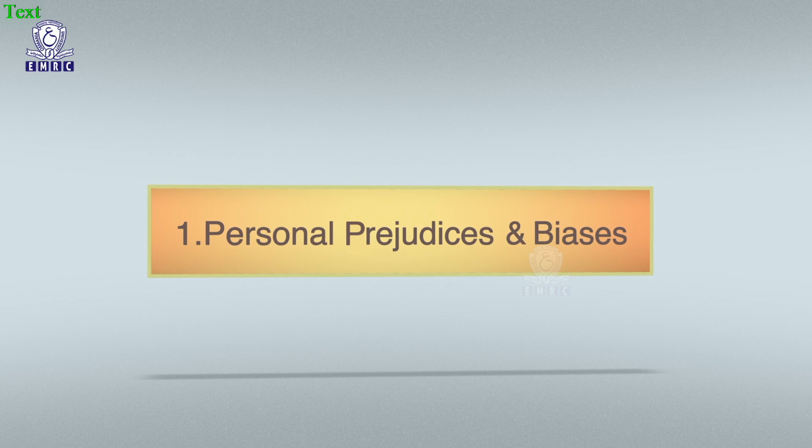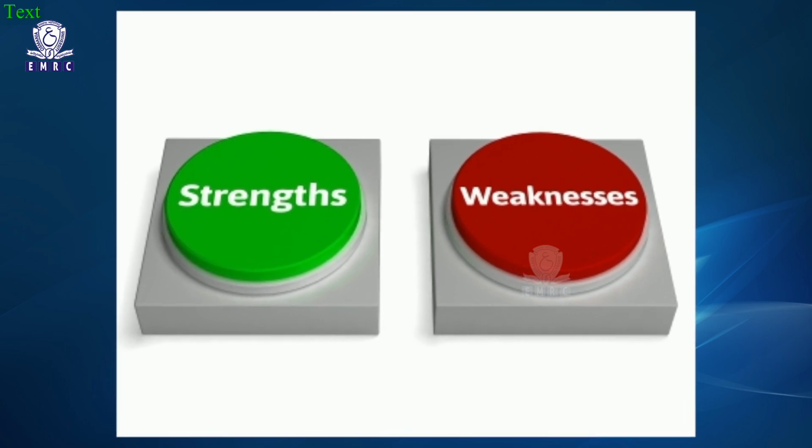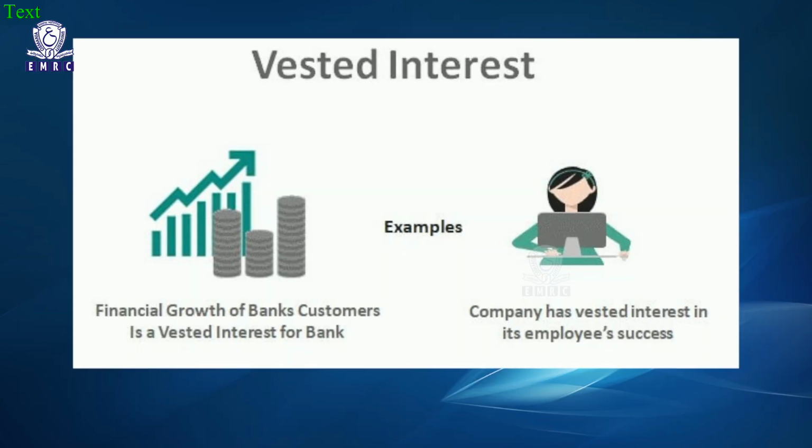1. Personal prejudices and biases. These emanate from habits of thought, temperamental weaknesses, skeptical attitude, wishful thinking, vested interest, etc. Prejudices and biases are like fantasies: we tend to believe what is comforting to believe.